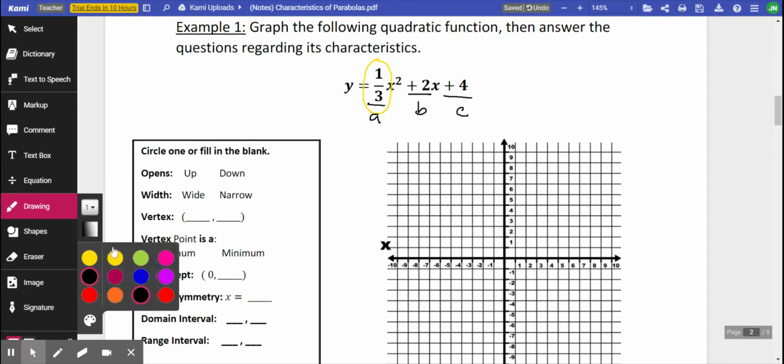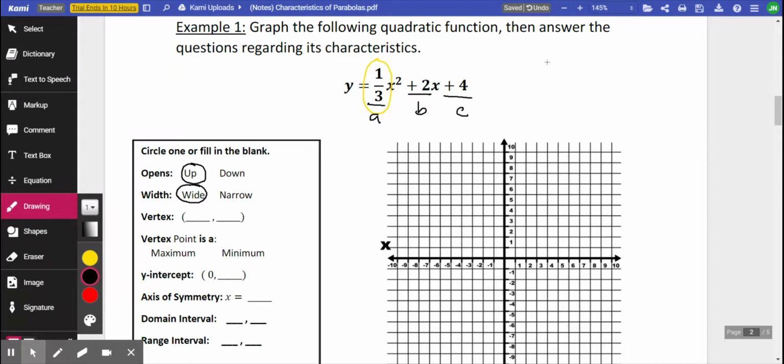So we talked about in the past that the value of a will tell us whether it's wide or skinny. If the value of a is a fraction that is between 0 and 1, it's going to be wide, right? So right away we know that it's going to be wide. And if the value of a is positive, then we know that it's going to be going upward. So this is an example in which it opens up and it's going to be wide. It also asks for the vertex. So let's figure out the vertex.